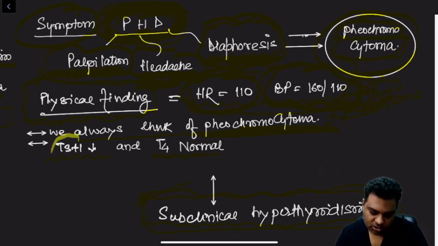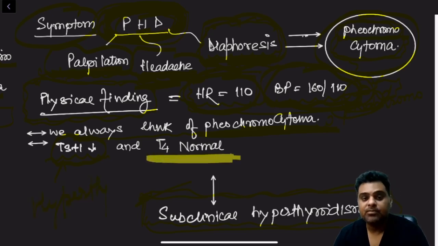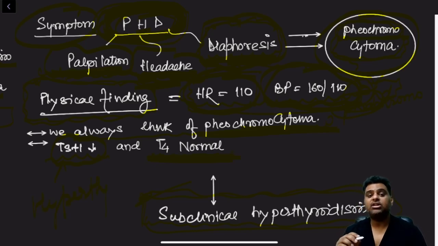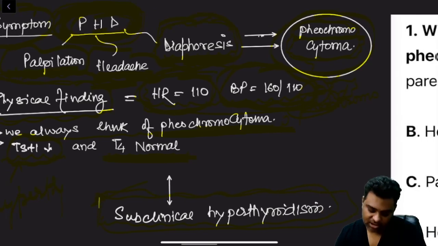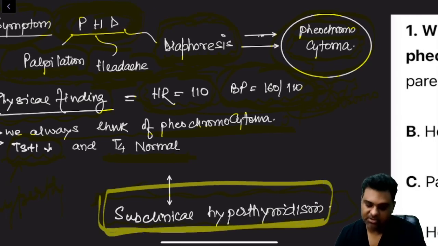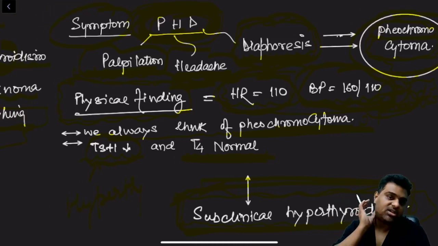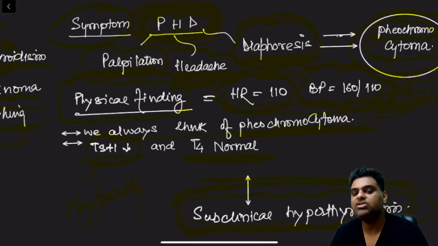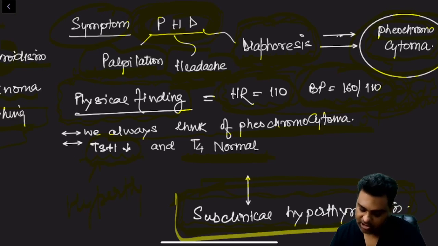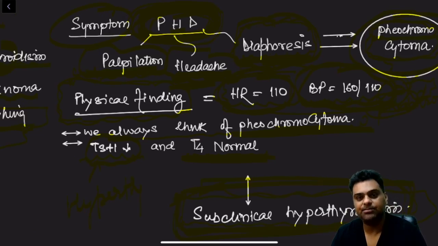Now, in this patient, you know that TSH is decreased. That means the patient has hyperthyroidism, and T4 is normal. So this is a condition which is called subclinical hyperthyroidism. This is a situation which is known as subclinical hyperthyroidism. So one thing that is confirmed in this patient is that this patient is suffering from subclinical hyperthyroidism.